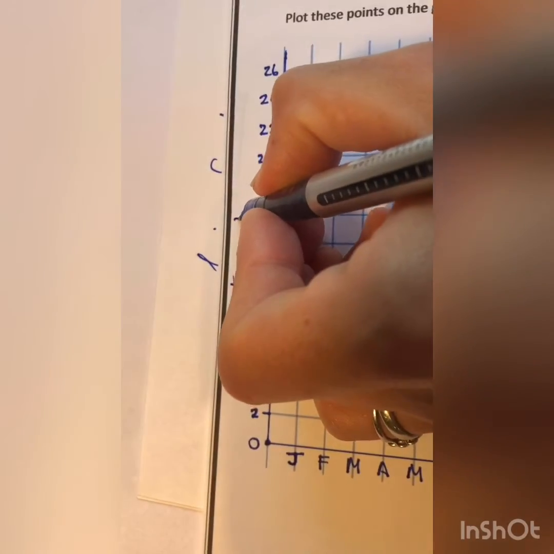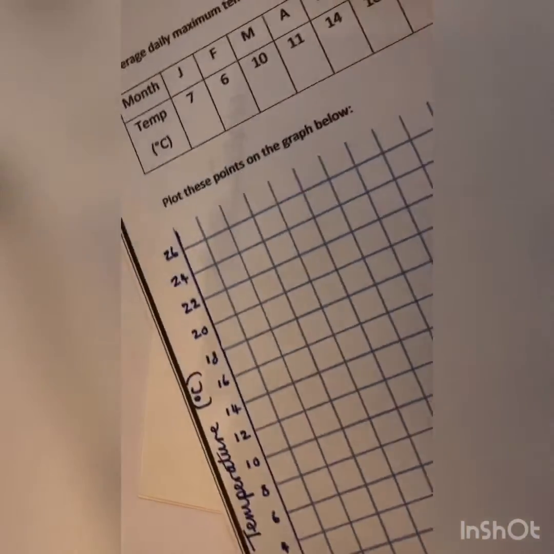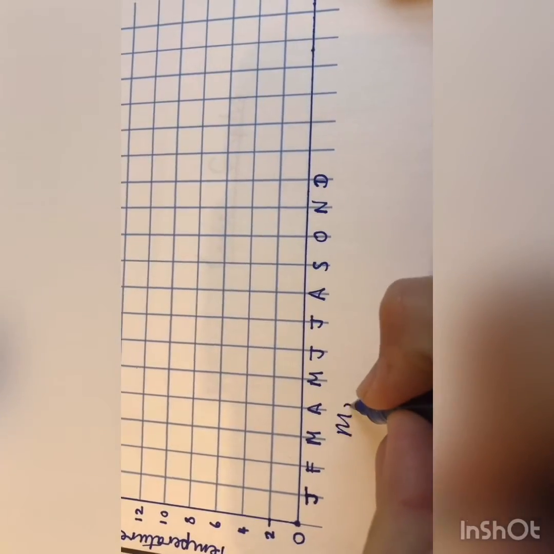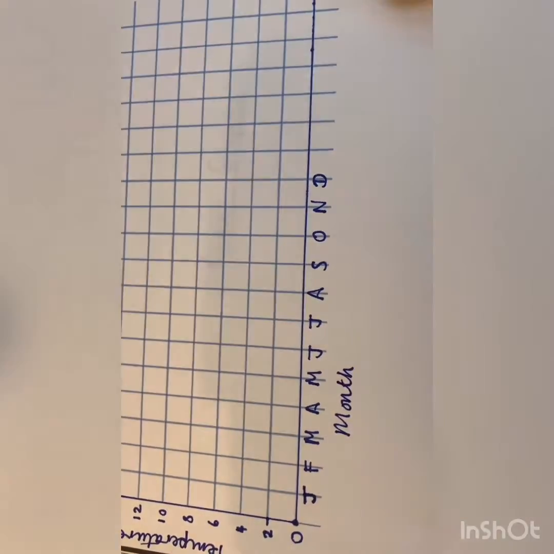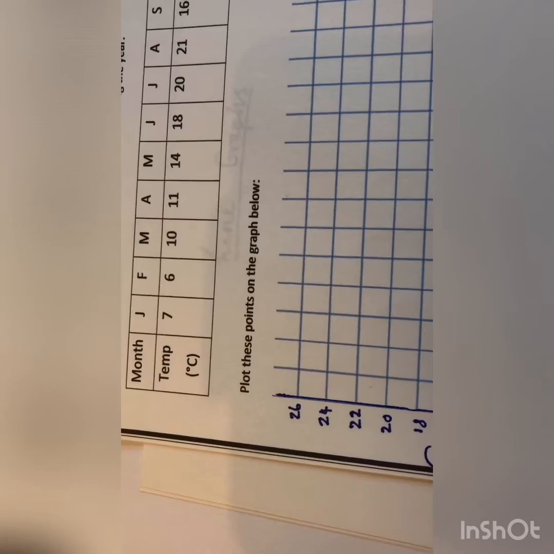And this, I'm just going to turn it around and I'm going to write temperature. And then that's going to be in degrees C, because that's our unit of measure, and we always put a unit of measure in. Along here, I also need to write month. So now it's a case of looking at the table at the top and working out where each point is.